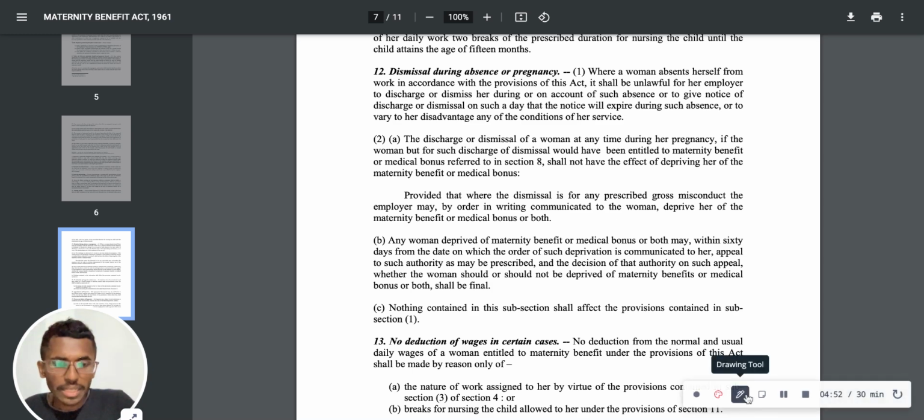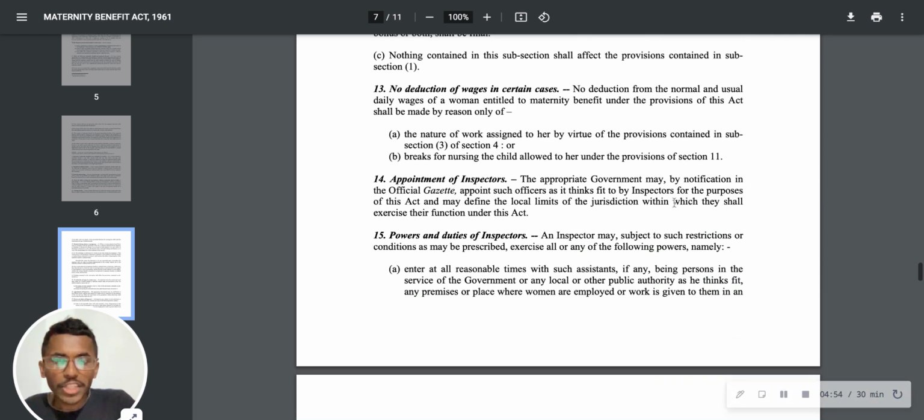Now, let me take you to the next section, that is section 13. No deduction of wages in certain cases. That means no deduction from the normal or usual daily wages of a woman entitled to maternity benefit under the provisions of this Act shall be made by reason only of the nature of the work assigned to her by virtue of the provisions contained in subsection 3 of section 4, or the breaks for nursing the child allowed to her under section 11.